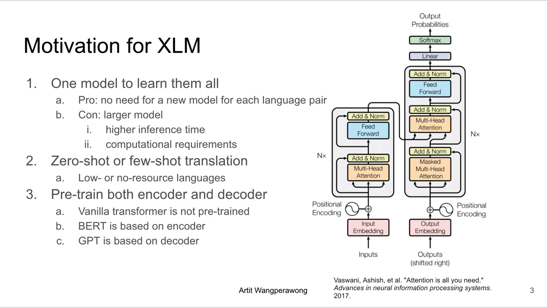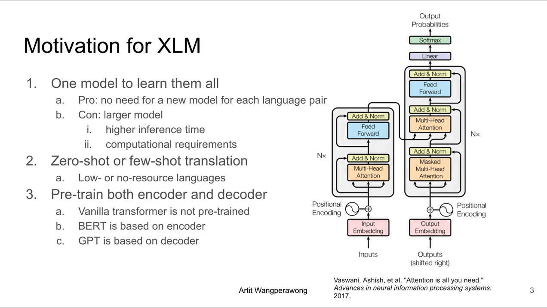Finally, number 3, pre-training both the encoder and decoder. This is important because, as we will cover, the vanilla transformer that has really given a lot of strides to advances in natural language processing, especially machine translation, was not provided pre-trained. Later on, we had BERT in 2018, which is based on the encoder part of the transformer, and that is a pre-trained model. And then we also have GPT, which is based on the decoder part of the transformer.